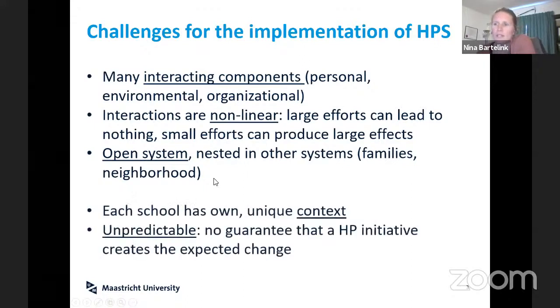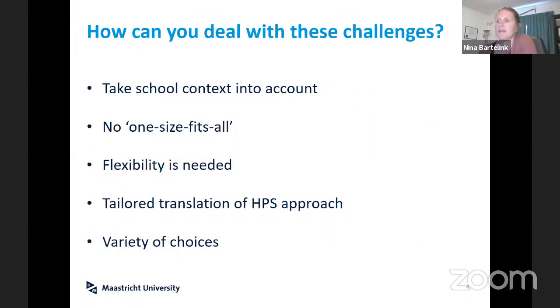And as you can imagine, that means each school has its own unique context, and that makes things in some way unpredictable. There is no guarantee that a health promoting initiative will really create the expected changes. So how can you deal with that dynamic in school health promotion and with these challenges?